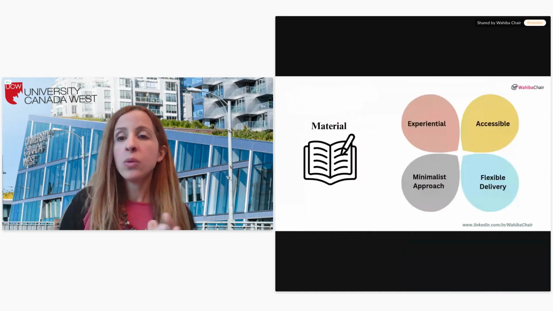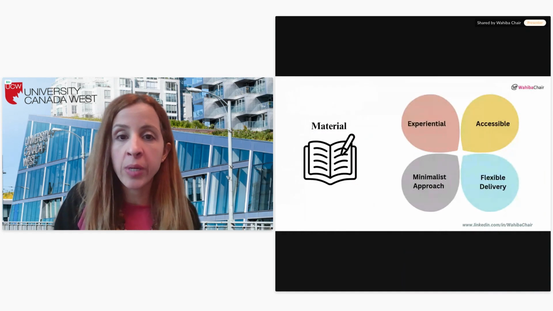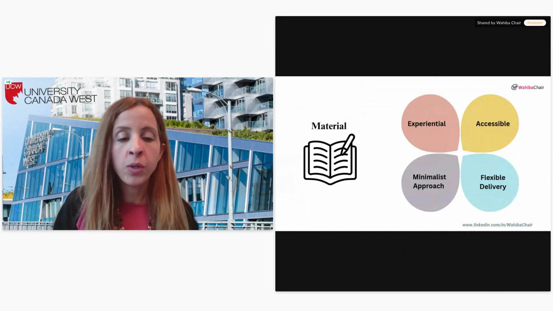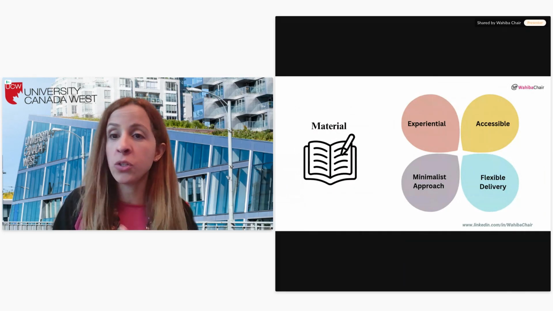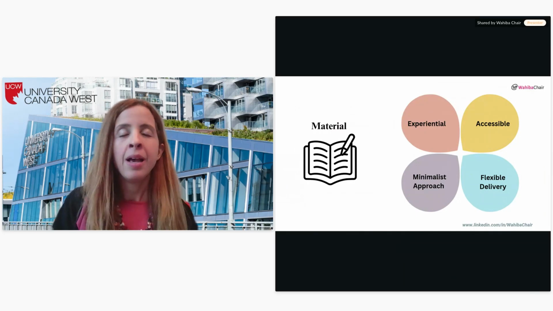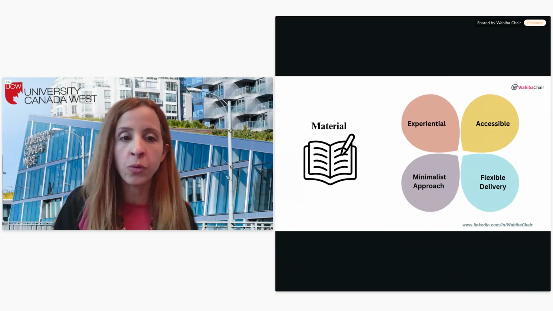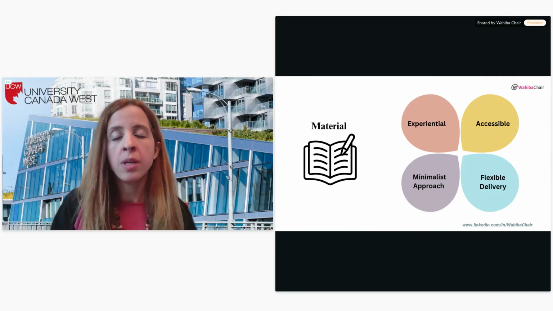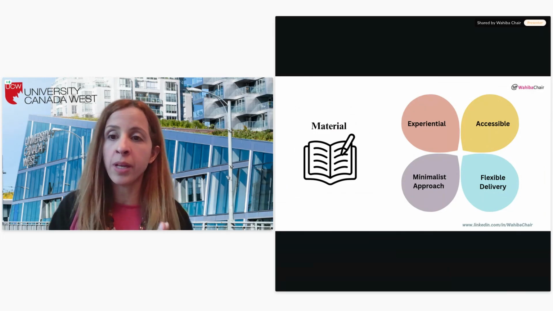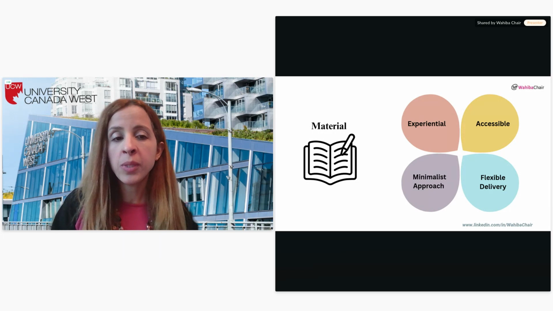Now, when it came to the material, of course, we wanted it to be experiential, but we also wanted it to be accessible. What does this mean? We knew that our students, being mostly international, faced their financial situation. They couldn't afford to buy a textbook for over $100. And there was no textbook we could find for a capstone course of this sort. So we wanted it to be accessible, allow for flexible delivery so that we could use it in online, hybrid, and so on. And ultimately, we just didn't want to overwhelm them in this information age.